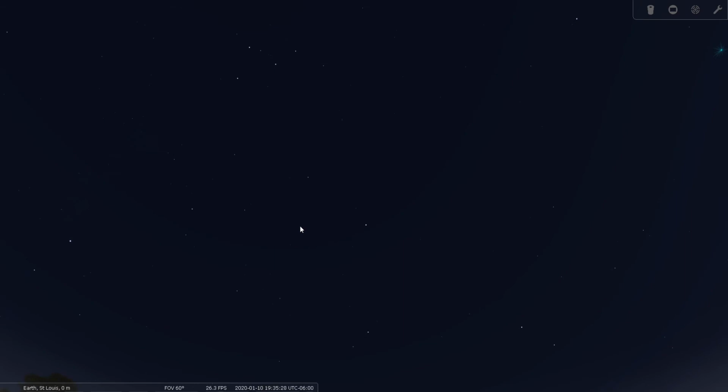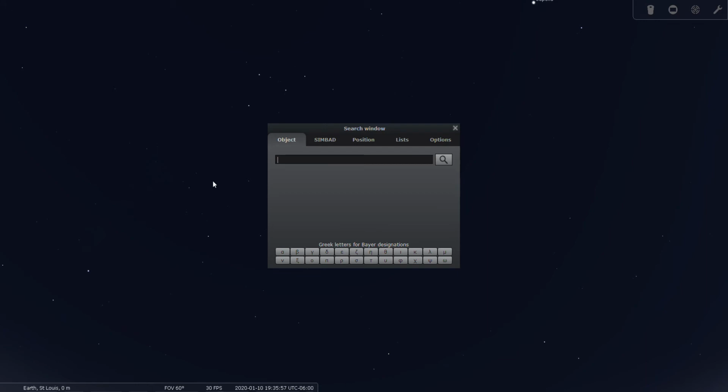Okay, Cassiopeia, being circumpolar, is observable all year from mid-northern latitudes. There are no real overwhelmingly bright stars in Cassiopeia. It's mostly found just by its W-shaped asterism. However, there is one pretty nice double star in Cassiopeia. It's Eta Cassiopeiae. So let's go ahead and search for that.